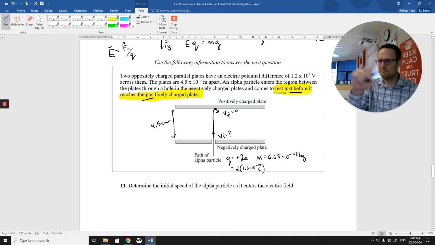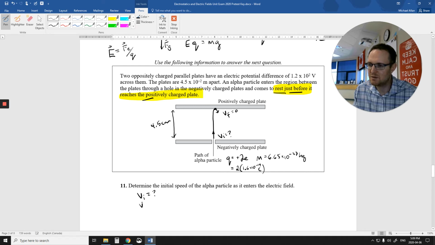So, but there's no horizontal motion. It's going straight up and then straight down. So determine the initial speed. I want to know what the initial speed is. I know my final speed is 0, so I'm going to have to find a few things.